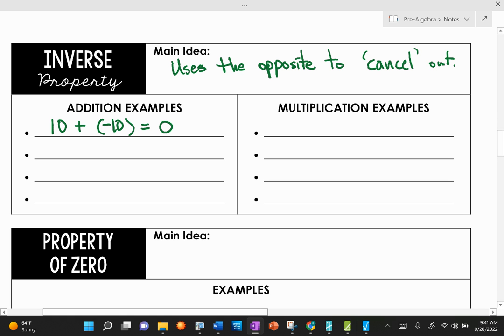Where does this property come into play? Yes. And what specifically, and it's okay if we don't know this, children, it's okay. With the inverse property, where would this come into play in algebra?